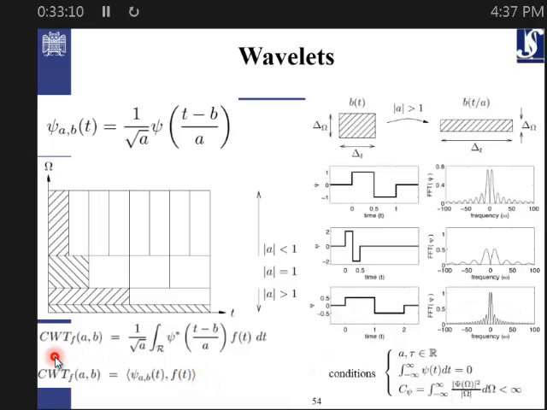So that's the definition of the continuous wavelet transform. The discrete wavelet transform is also almost the same, and the discrete wavelet transform is a more efficient way.